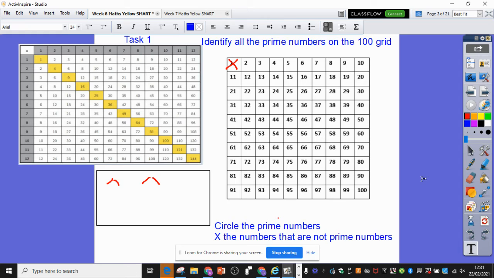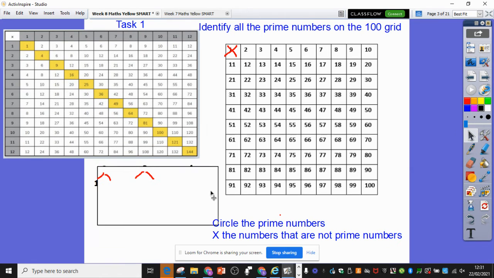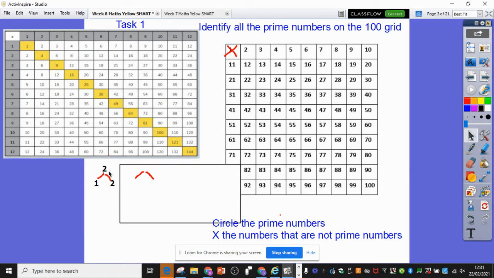So I know that 2 has only got two factors. It's got 1 and itself. So I know that it is a prime number. Interestingly, 2 is the only even number that's a prime number.